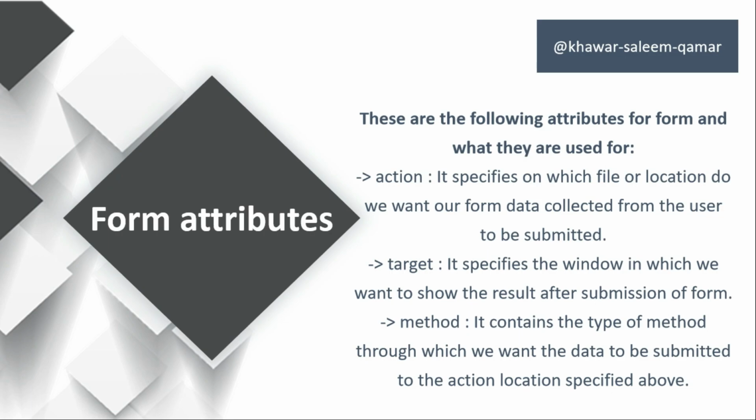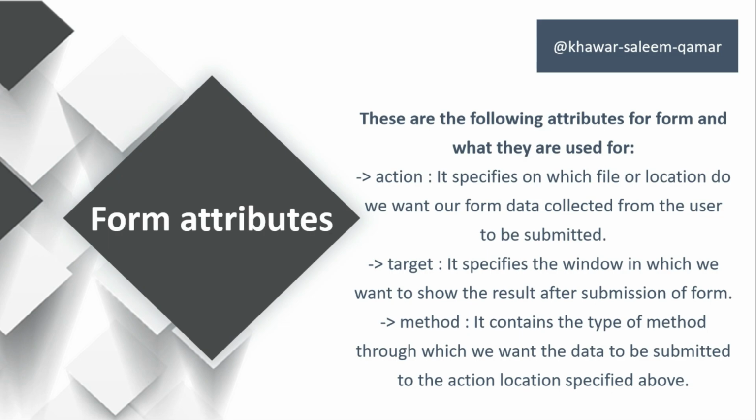For example, if we get data from the user for login, such as first name, last name, password, etc., and then send it to our backend file named authentication.php, this action attribute would contain the location or the path to that .php file. Our next attribute is the target attribute. This target attribute specifies the window in which the response from that action location comes back. We can show the response in the same window or in a new window by opening a new tab.